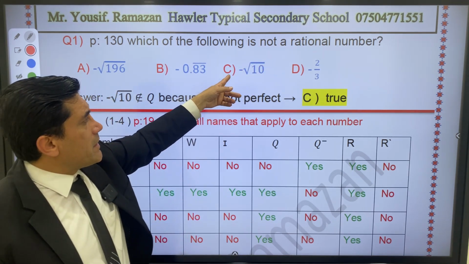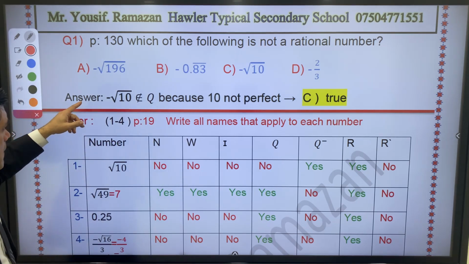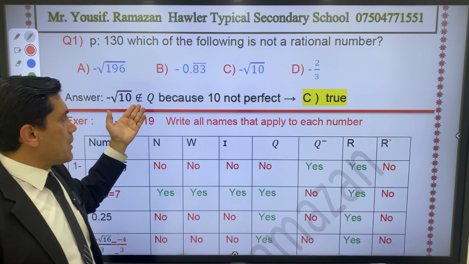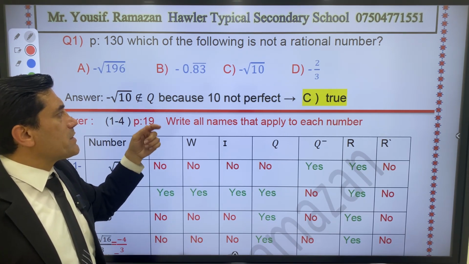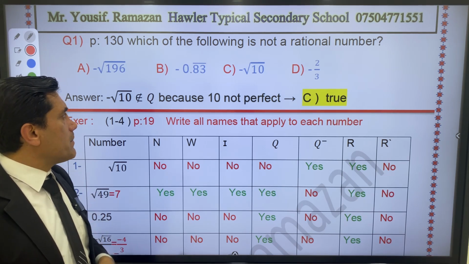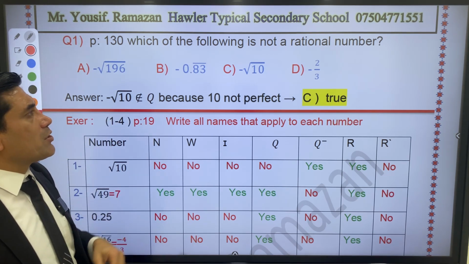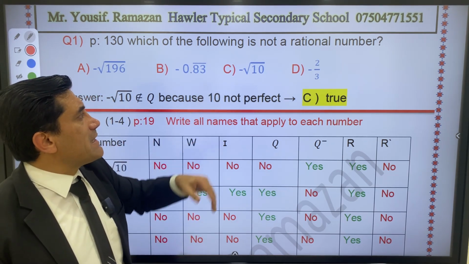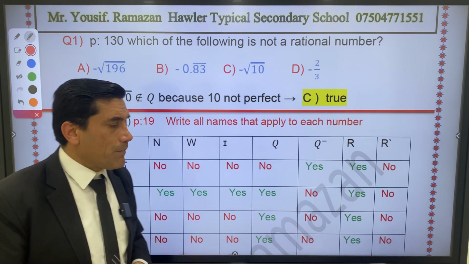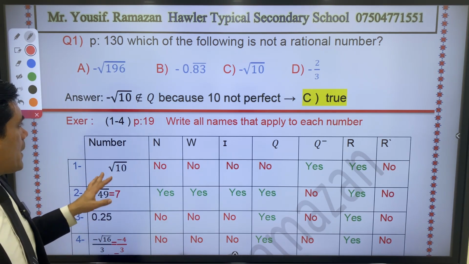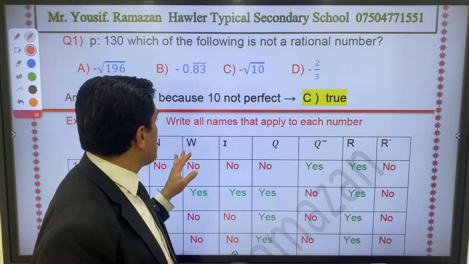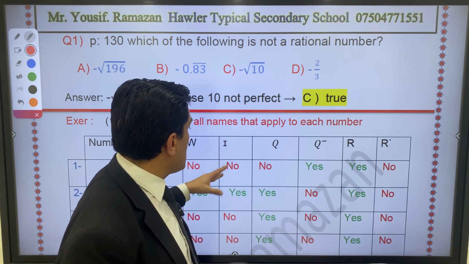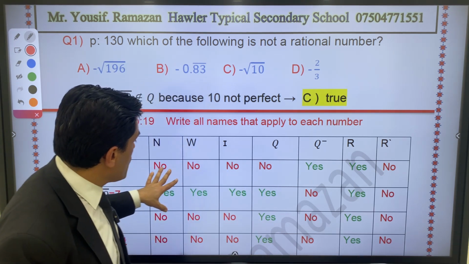But about branch C, I said the answer: negative square root 10 does not belong to rational. Why does it not belong to rational? Because 10 is not perfect. That means negative square root 10 is not rational. The book said which is not rational. That means C is your answer. Guys, that is all about lesson 4. Inshallah, in the next lesson we will complete lesson 4 to explain your tables.